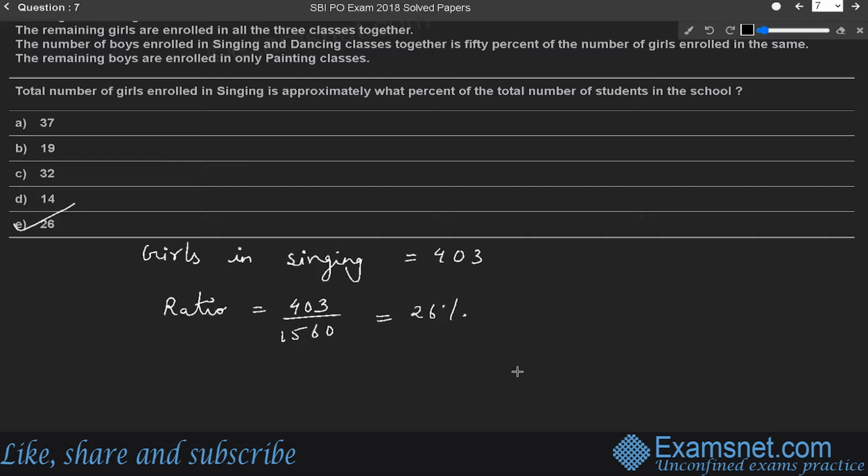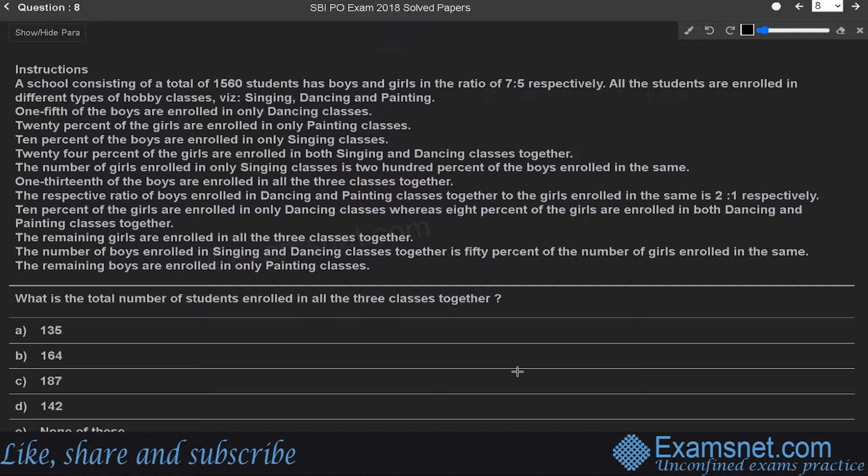This kind of questions are very simple. All you have to do is just understand the basic concepts in the first part and you can easily solve all the remaining parts. Next part of the question is, what is the total number of students enrolled in all the three classes together?